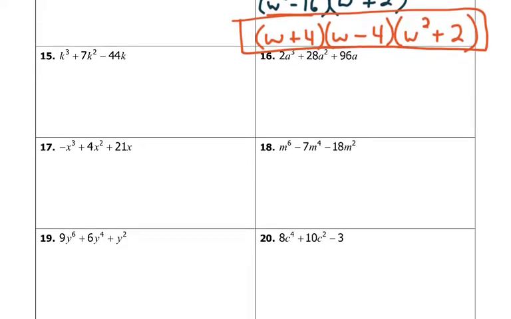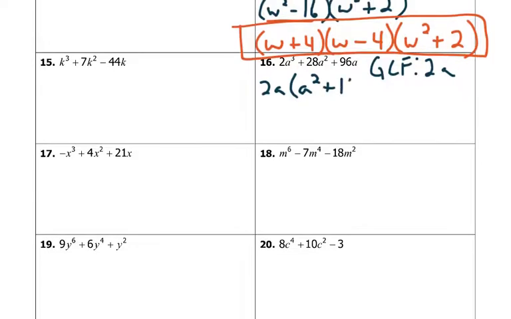All right, going to do a few more of these. Let's look at number 16. Number 16, you can tell that each of the terms has at least one a, so we know we're going to have a GCF with an a in it, but we also notice they're even numbers. So 2a is our GCF. We're going to divide everything by our GCF and put it on the outside. So we end up getting a squared plus 14a plus 48. Looking at 48, let's see if we can simplify this.